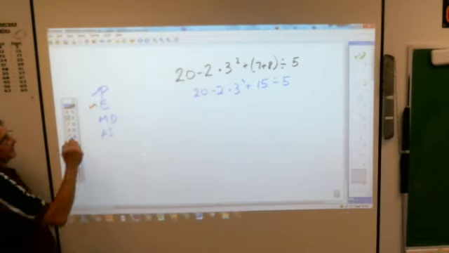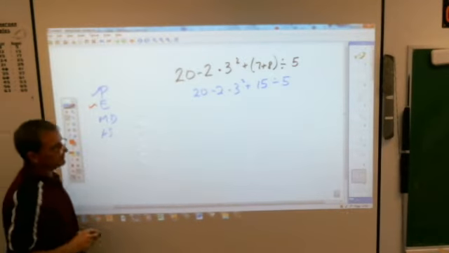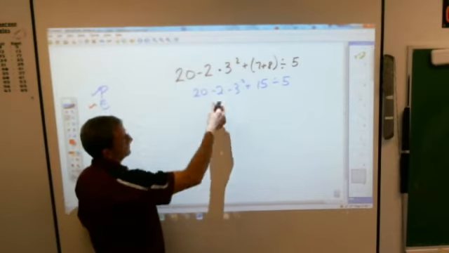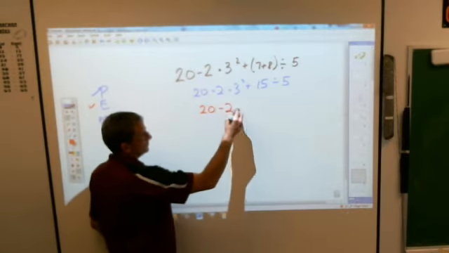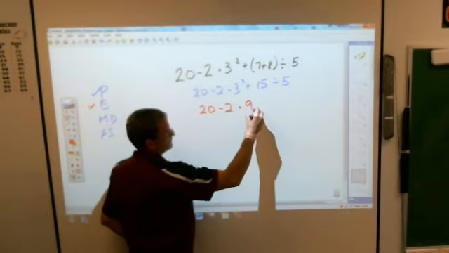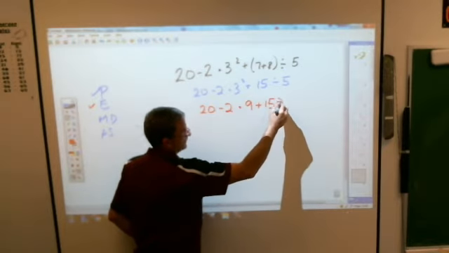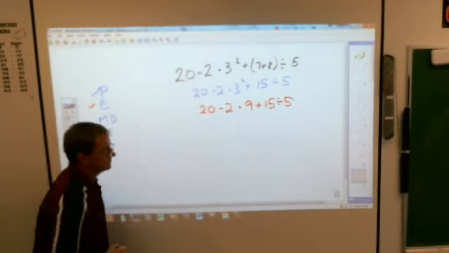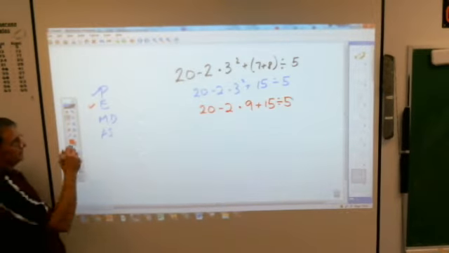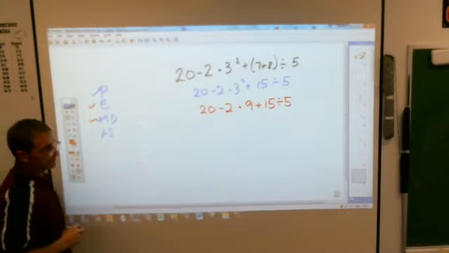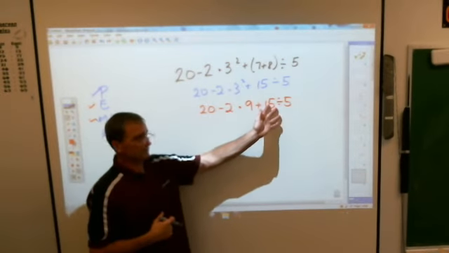Step number 2 is exponents. Are there some exponents? Yes. This one right here, which is 3 squared, is 9. So 20 minus 2 times 9 plus 15 divided by 5. That was my exponents. Now, is there multiplication and division? Yes. I have a choice. I got 2 times 9, I have 15 divided by 5.